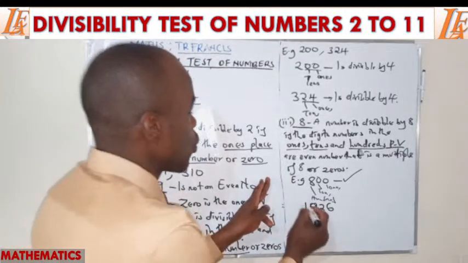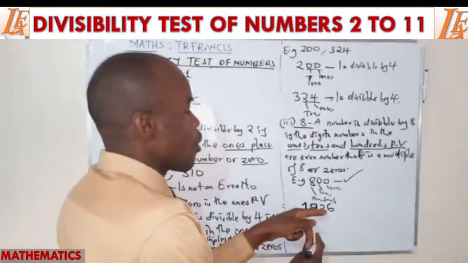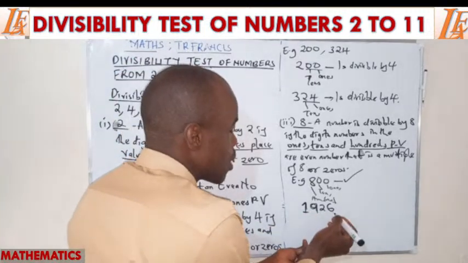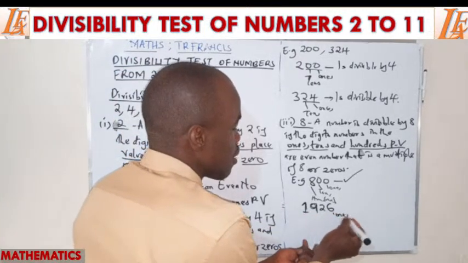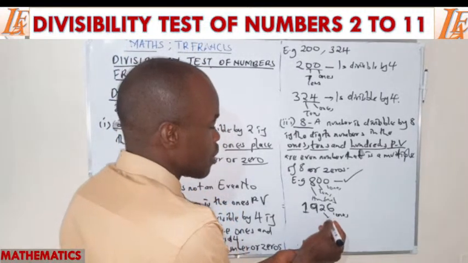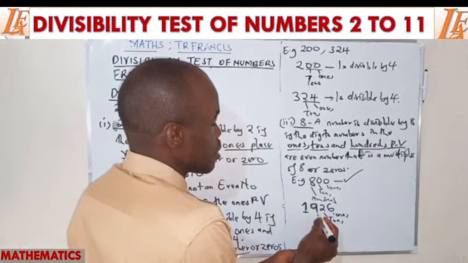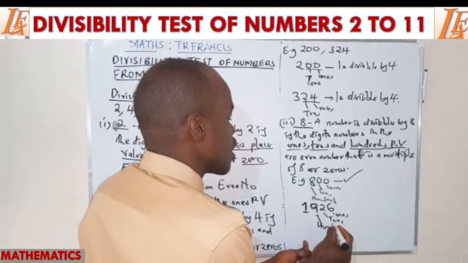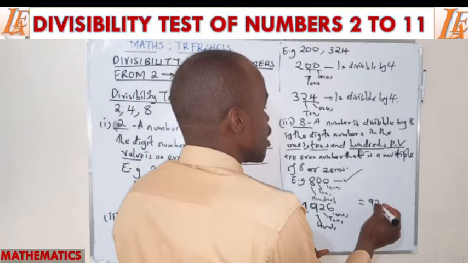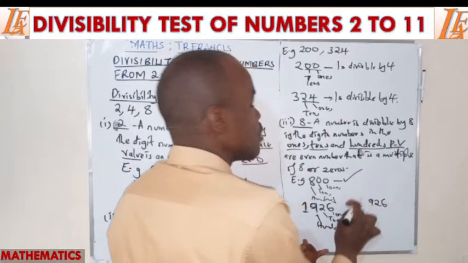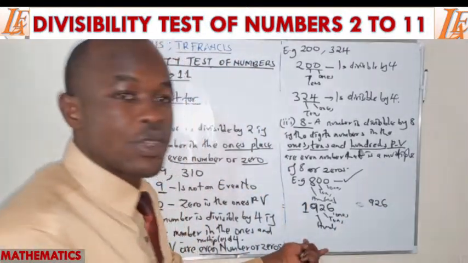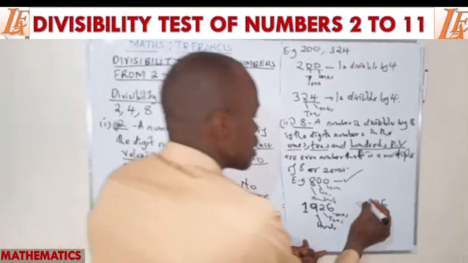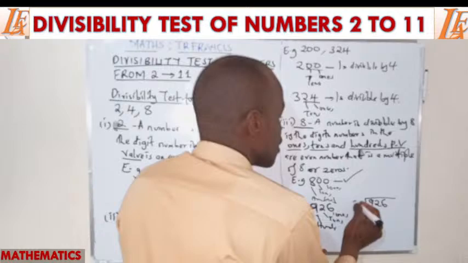1926. We focus on the ones, tens, and hundreds place value. The number in the ones is 6, the digit in the tens place value is 2, and the digit in the hundreds place value is 9. So the number we're looking at is 926. Let us check if it is a multiple of 8 by dividing that number by 8.